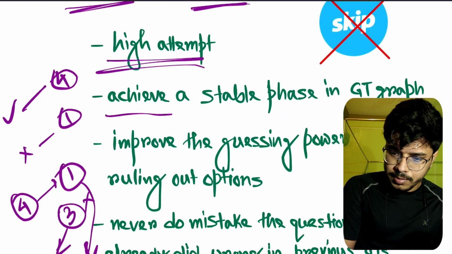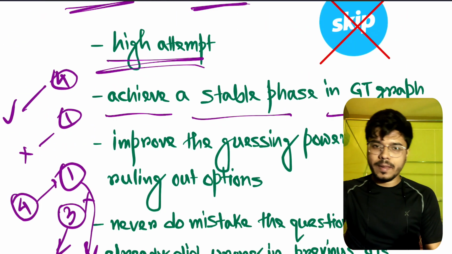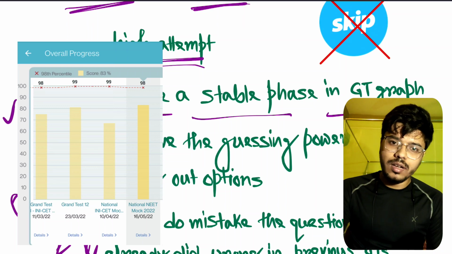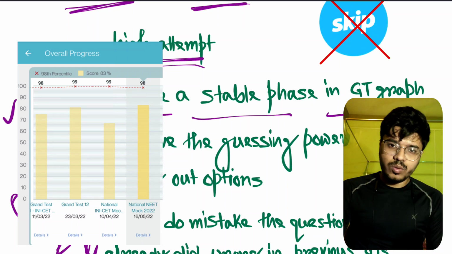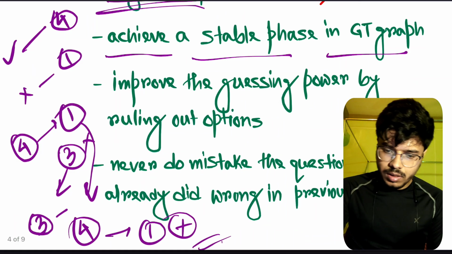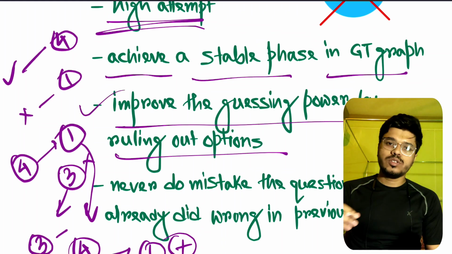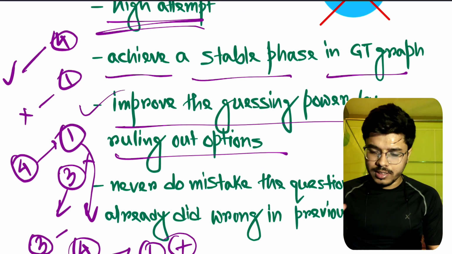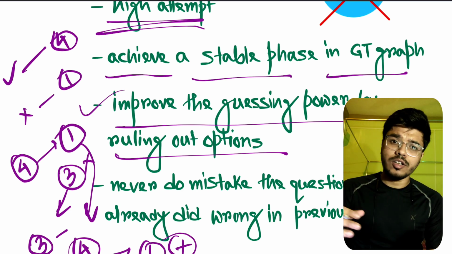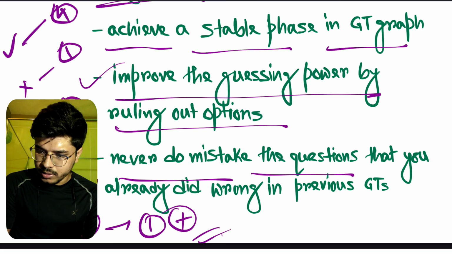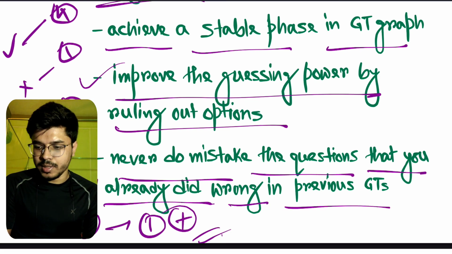Next target is to achieve a stable phase in the GT graph. Try to evaluate the GT graph. The graph should be increasing day by day. After some time, the graph will be in a stable phase. We have to aim for the stable phase. Now, improve the guessing power by ruling out options. If you give more GTs, then your guessing power will improve. You will be the master of exclusions. Next target is to never repeat mistakes on questions that you already did wrong in a previous GT.